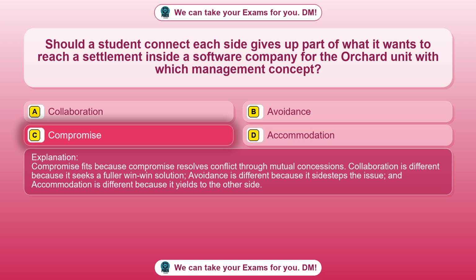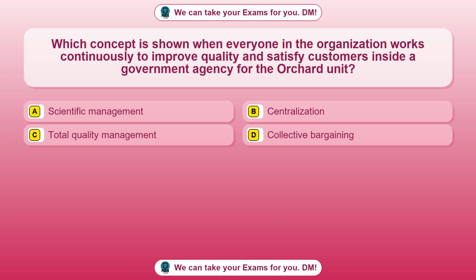Compromise fits because compromise resolves conflict through mutual concessions. Collaboration is different because it seeks a fuller win-win solution. Avoidance is different because it sidesteps the issue, and accommodation is different because it yields to the other side. Question 75. Which concept is shown when everyone in the organization works continuously to improve quality and satisfy customers inside a government agency for the Orchard unit?